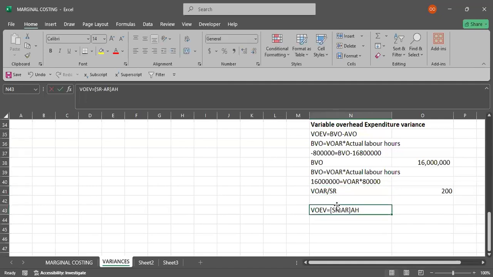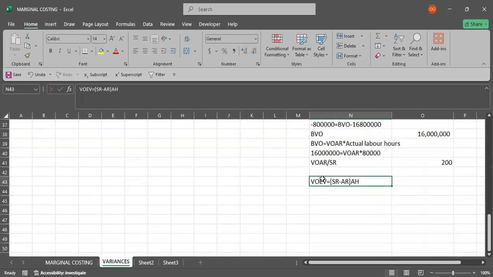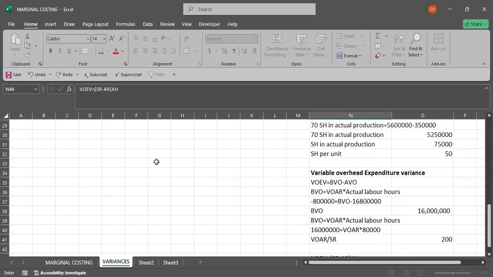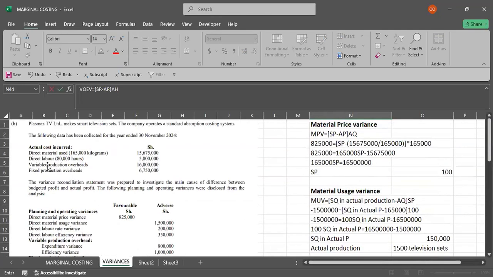Can we use this other approach to get the same thing? The answer is yes. Variable overhead expenditure variance is equal to the standard rate, which we do not have, minus actual rate. Do we have actual rate? Actual rate is the actual variable overheads, which is 16,800,000, divided by actual labor hours, which is 80,000, right?